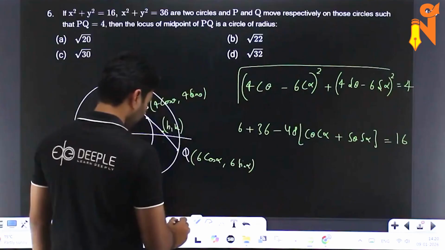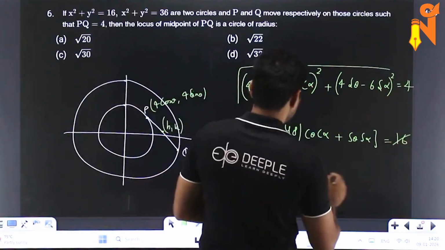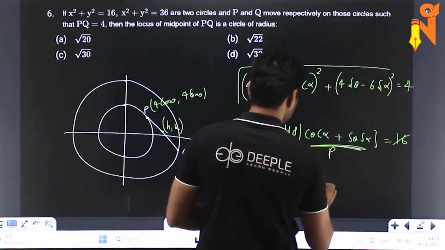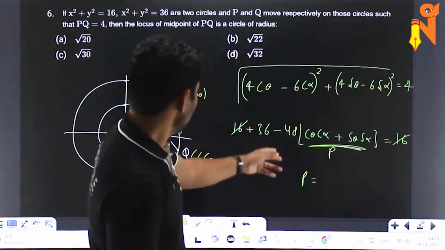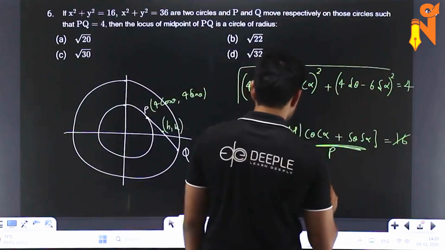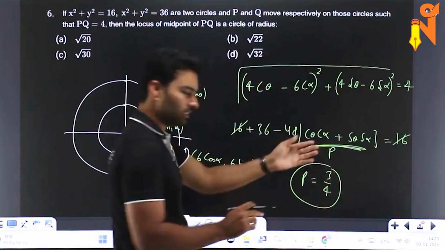Okay, now this is 16 here. Fine, I will do here. So this value, let's say P. So P will be equal to 36 by 48, so 12, 3 by 4. So whatever this is, it is 3 by 4.